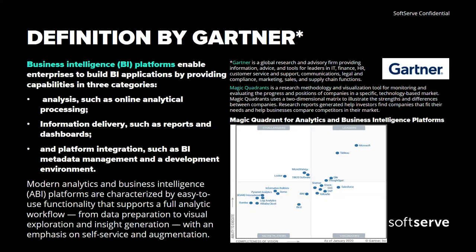And also you can read the whole explanation of the magic quadrant. There is a lot of interesting information about trends in the modern analytics and business intelligence platforms market in general. And there is also an explanation of why they put one or another solution at that point. And they also provide pros and cons for each tool in this picture. Thank you very much.